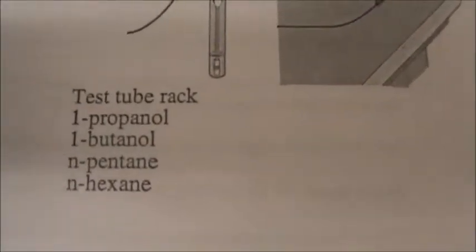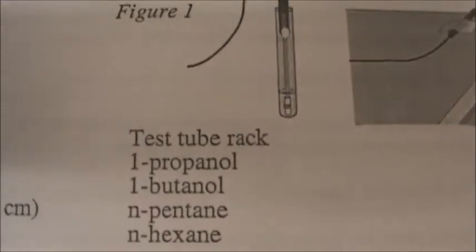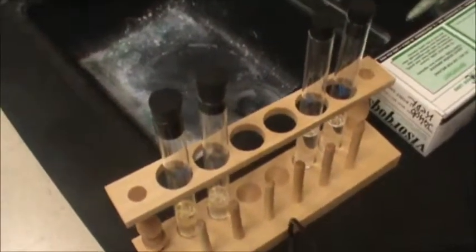Today's lab is the Evaporation and Intermolecular Attractions Lab. Disregard the computer number 9 lab. What we're going to be working with today are a couple chemicals called butanol, pentane, hexane, and also propanol. There is a test tube rack, like it says right there. It's got all 4 chemicals already stoppered off and ready to go.